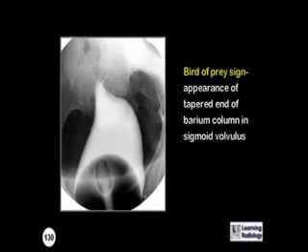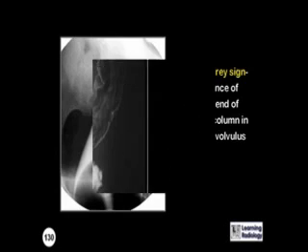It's the bird of prey sign, which is the appearance of the tapered end of a barium column in sigmoid volvulus. What is the descriptive term given for this appearance?